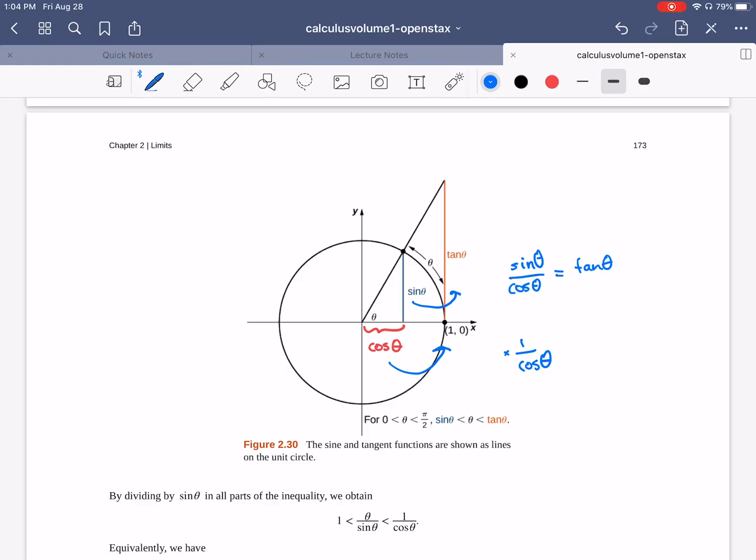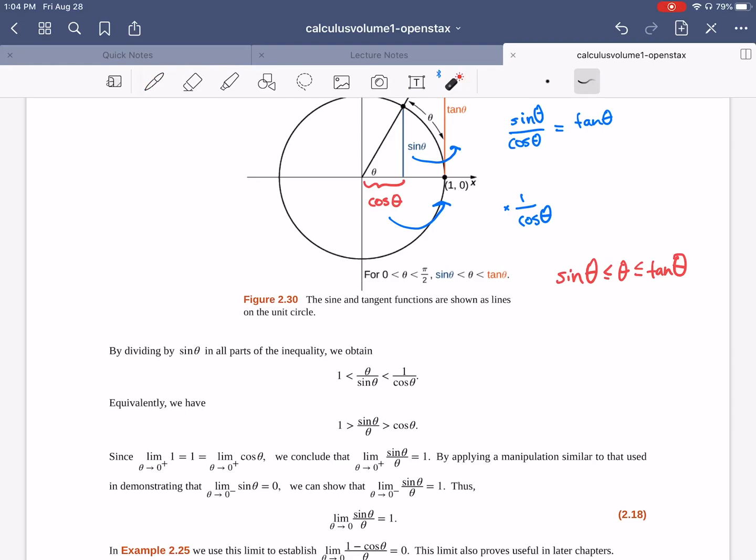And why this is useful is because now we can more easily see that on this interval from theta being 0 up to pi over 2, right? That's this quadrant. Sine theta will be less than theta, which is just this distance here. Theta is the angle, but it's also the distance here along the unit circle. And then that is less than or equal to tangent. So it's kind of a geometric explanation that on this interval, sine theta is less than or equal to theta, which is less than or equal to tan theta. And now we can see how we're going to use the squeeze theorem.